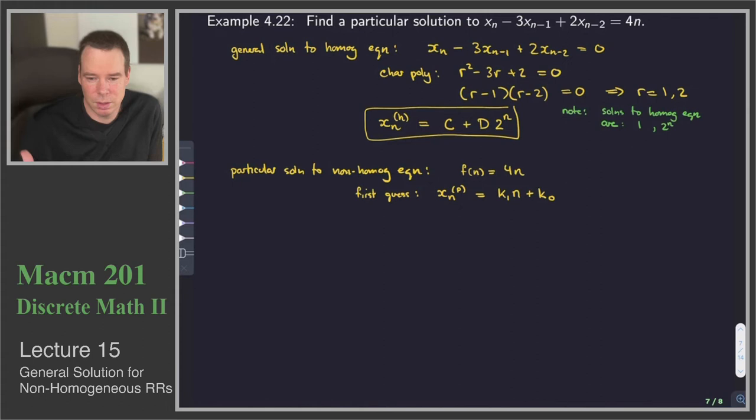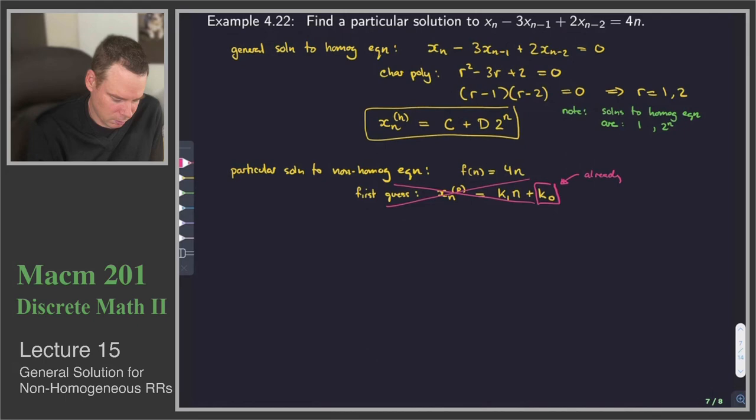So it's already a solution to the homogeneous equation. So it's not going to help me by making that a guess for the particular solution to the non-homogeneous equation, because it's just going to zero out when I plug it into the left-hand side of the recurrence relation. It's never going to give me anything that contributes to 4 to the n, because it's just going to evaluate to 0 when I plug it in. So that means I don't make that my guess. This is the problem. It's already a homogeneous solution.